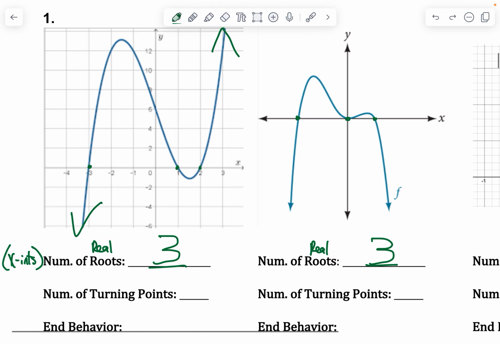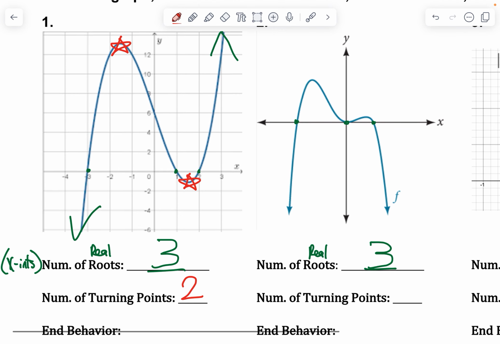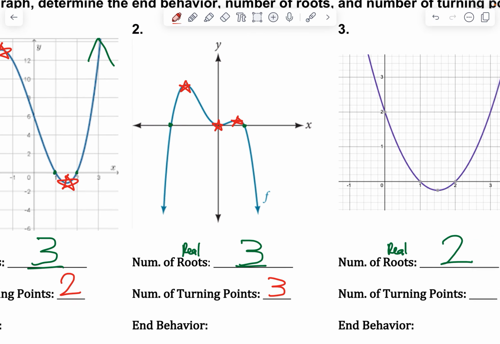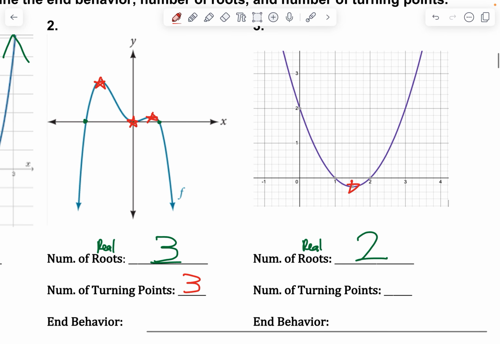So the number of turning points, remember, is the number of times you change direction. So that would be right here. Actually, let's change up color here. There's a turning point. There's a turning point. 2. And then how do I know this second one's not a cubic? Because look, how many turning points? 1, 2, 3. A cubic cannot have 3 turning points because the maximum amount is degree minus 1. And then our last one here, look, a parabola, 1 turning point.